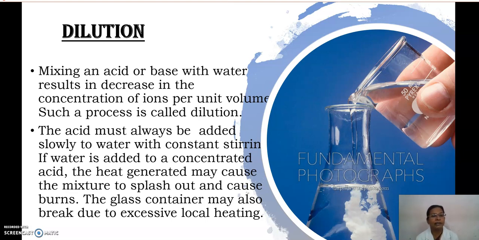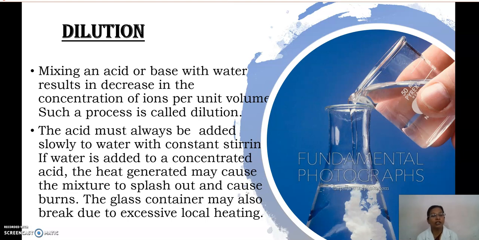So we are using acids in the laboratory. There are concentrated acids also, but in the lab we use dilute acid. This acid or base we can dilute using water. When we are diluting with water, what is happening is that there is a decrease in the concentration of ions per volume. That means if you are taking concentrated hydrochloric acid and you add water, what is happening?